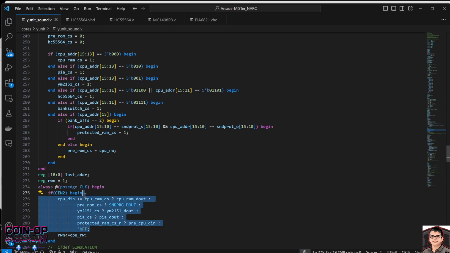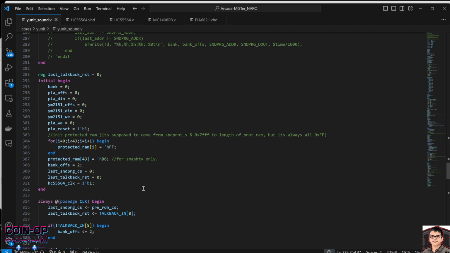Based on these combinational signals, it should know. This is your multiplexer. It should know which one is which. If the CPU requests a read, and this meets the criteria, then it'll take it from this signal. If it's trying to read ROM, it'll take it from this. If it's trying to read from the YM2151, it'll take this, and so on and so forth.